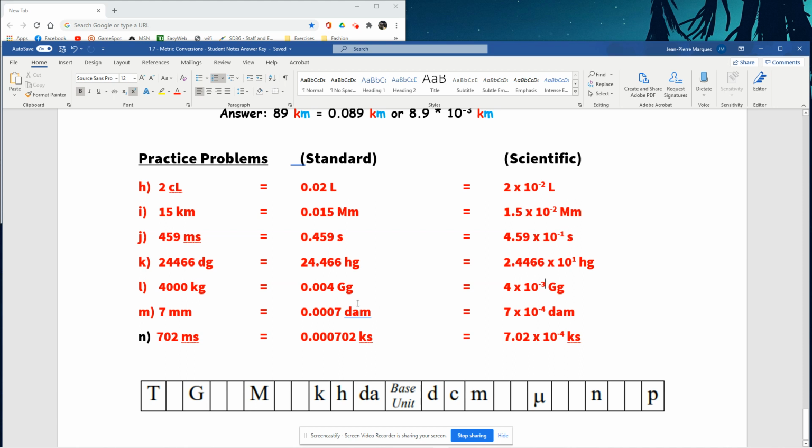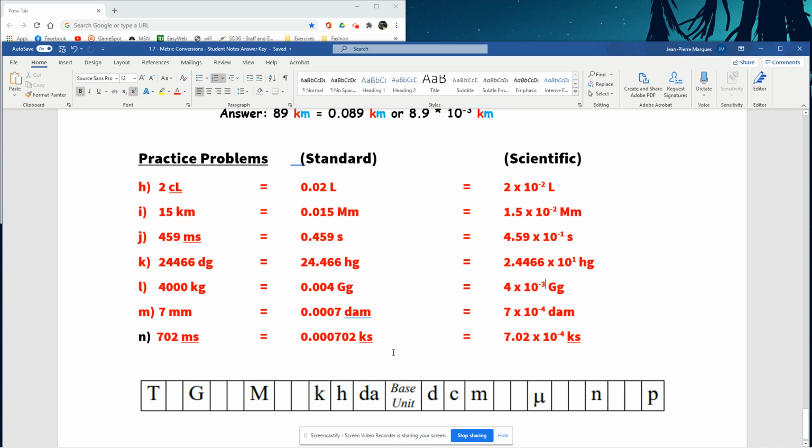And finally, milliseconds into kiloseconds. Milli is here, kilo is here. Therefore, how many jumps? 1, 2, 3, 4, 5, 6 jumps to the left. Therefore, if I started here, 1, 2, 3, 4, 5, 6. Final answer, 0.000702 kiloseconds. Or in scientific notation, 7.02 times 10 to the minus 4 kiloseconds.